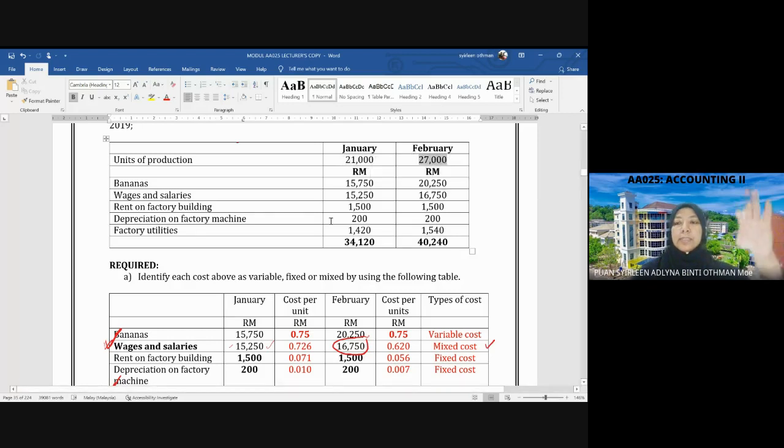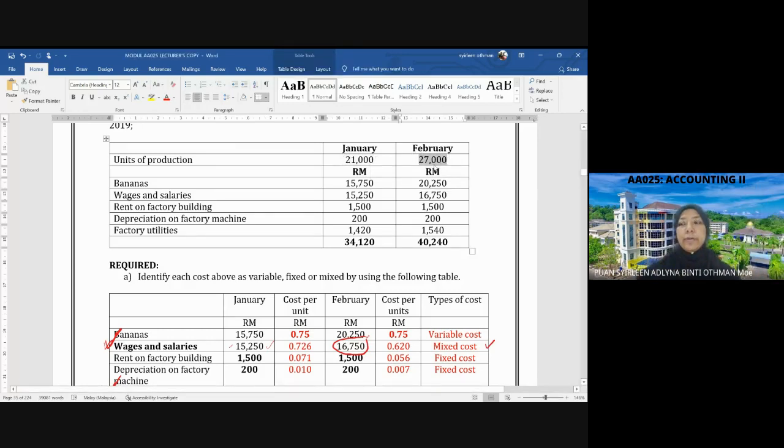So kalau soalan tu dia bagi kamu sampai January, February, March, April, May, June, you tak perlulah kira untuk semua 6 bulan. Tak perlu. You just pick the highest and the lowest, lepas tu buat table sama macam ni. Boleh? Sebab tu kita betul guna highest and lowest method.